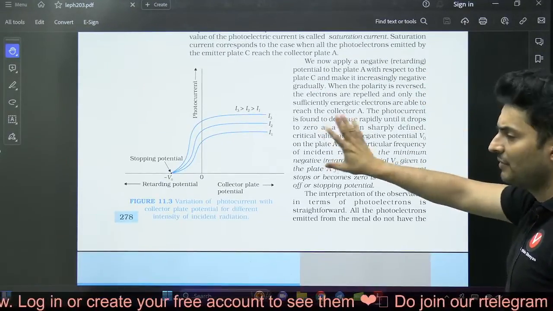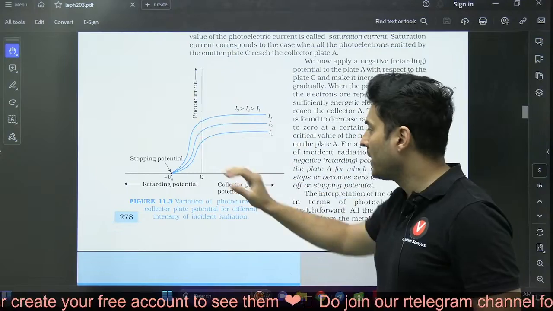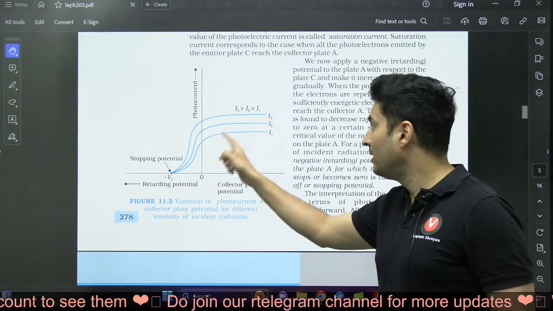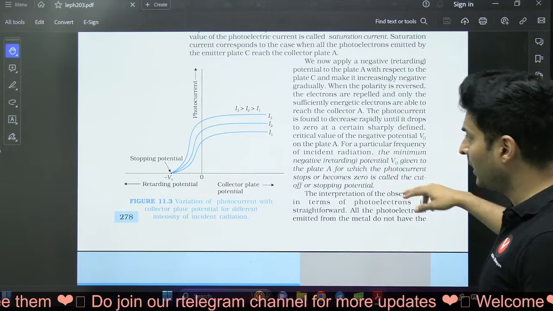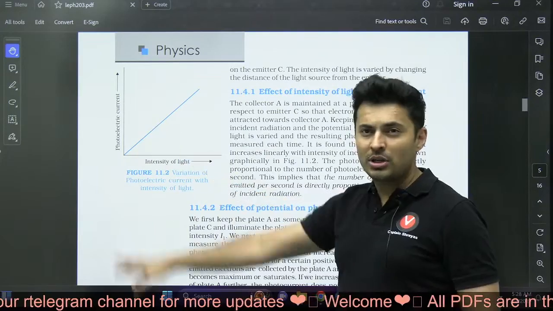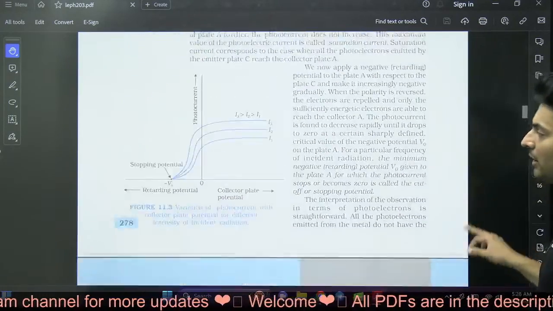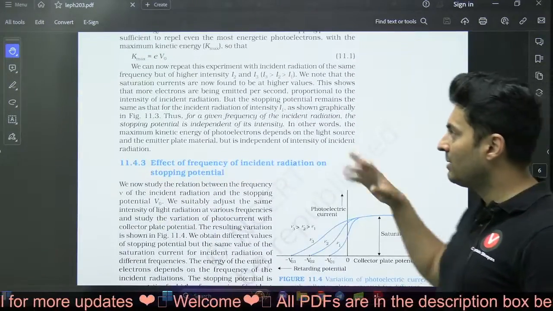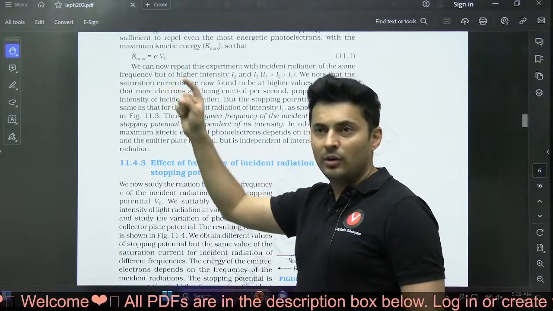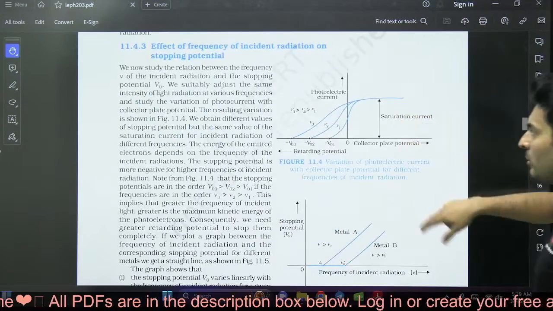Okay, the graph is there of photocurrent versus the voltage. How the stopping voltage is independent of intensity is there. Okay, saturation current, you should show it. How intensity is proportional to the current, that also is an important graph. Then the maximum energy of an electron which is emitted is charge times the stopping voltage, another important formula.